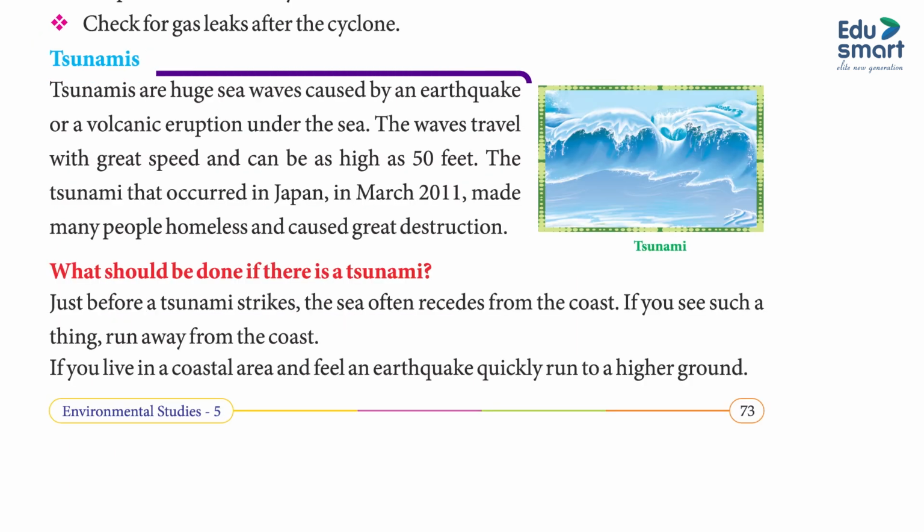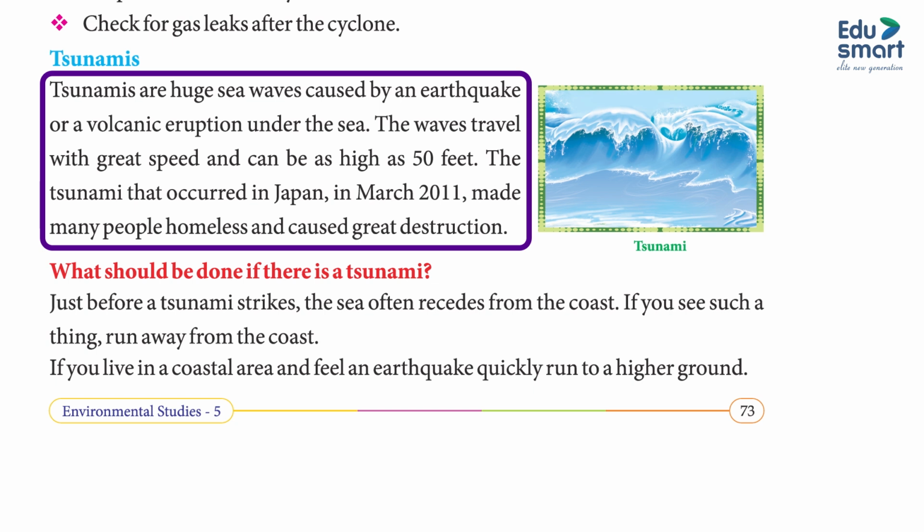Tsunamis. Tsunamis are huge sea waves caused by an earthquake or a volcanic eruption under the sea. The waves travel with great speed and can be as high as 50 feet. The tsunami that occurred in Japan in March 2011 made many people homeless and caused great destruction.